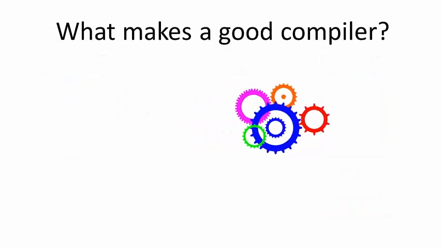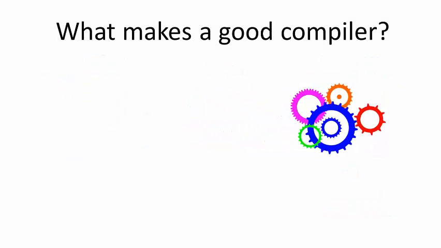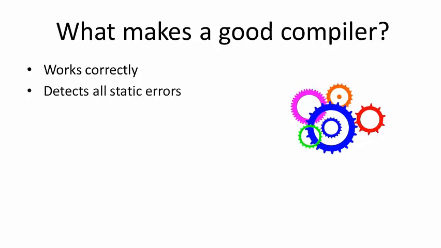So what makes a good compiler? For a start, it must work correctly with any program written in the high-level programming language that it was designed to compile. It must detect all static errors. This means it should identify all of the errors that break the rules of the programming language. A compiler can't, however, be expected to catch dynamic errors, those which are detectable only at runtime and might cause the program to crash if they're not trapped.